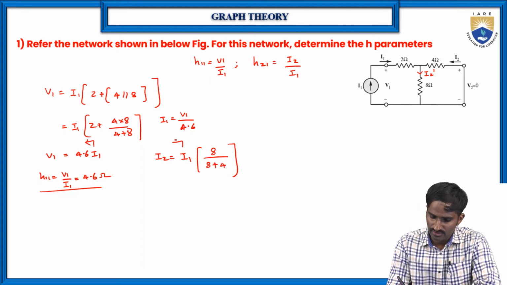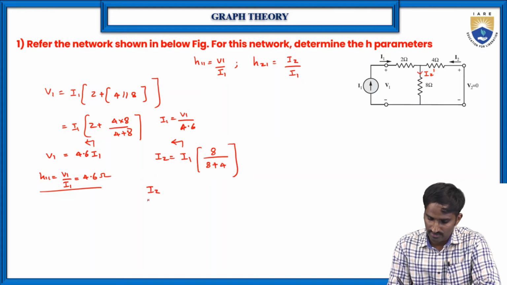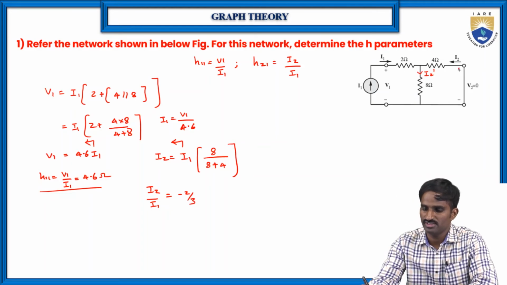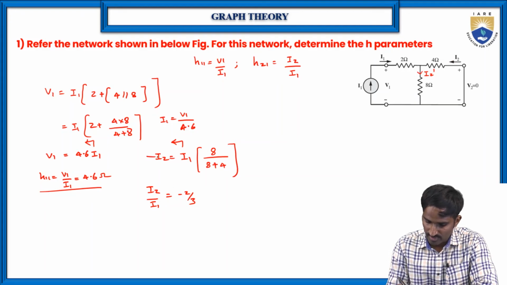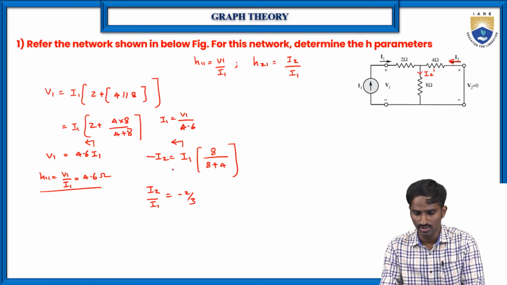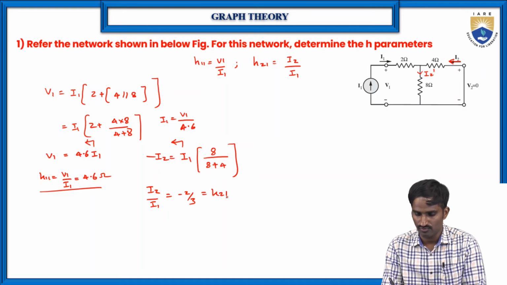Then send this I1 to this side. Then I2 by I1 is equal to minus 2 by 3. Of course, here it is minus I2 because the direction is opposite to the direction that we are considering for the I2 current. So that's why minus I2. So I2 by I1 is equal to minus 2 by 3, which is equal to H21. This is how we can find the H21 value also.